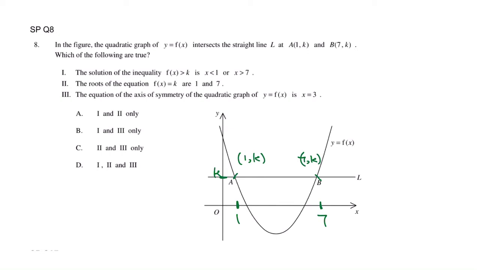So let's see what the solutions ask for. First, the solution of the inequality f(x) greater than k, is the answer x less than 1 and x larger than 7. Remember, f(x) is actually y, so it's asking you if the y is larger than k. Okay, this is the y line, right? So if the y is larger than k, so everything above this k point, what will be your answer?